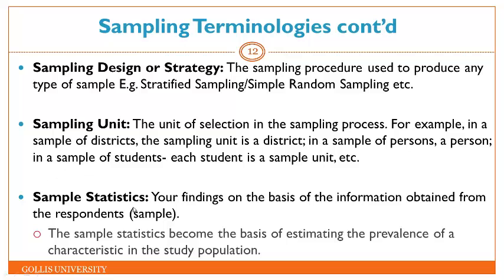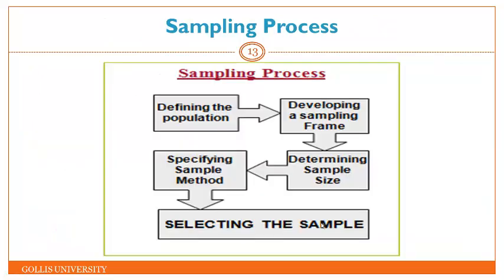And then we have sample statistics. This is your findings on the basis of the information obtained from the respondents or the sample. So the sample statistics will become the basis of estimating the prevalence of a characteristic in the study population. In other words, what do you find out from your sample?